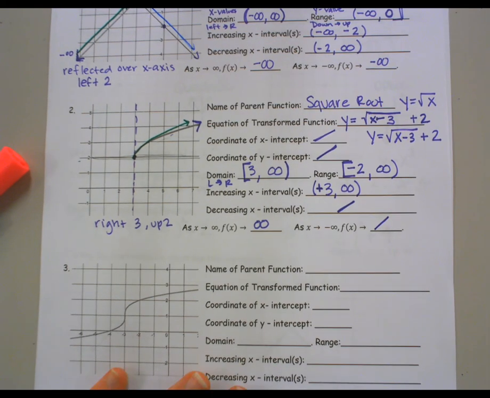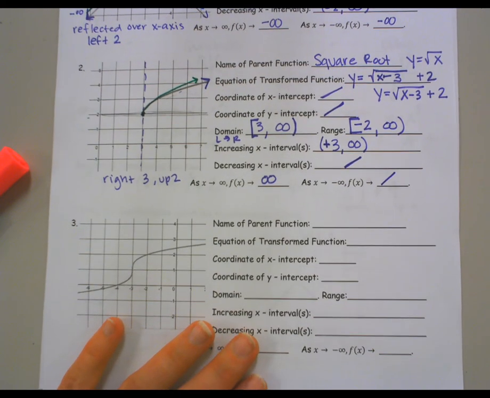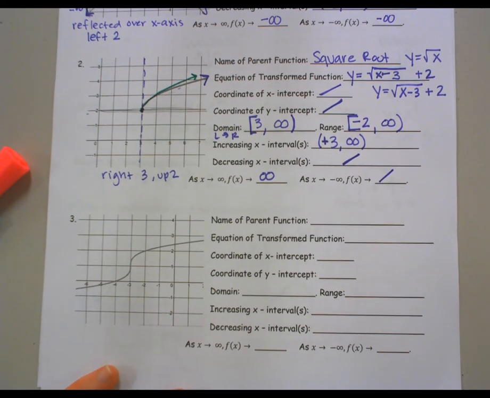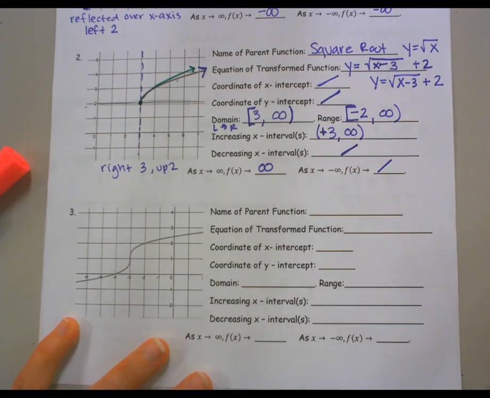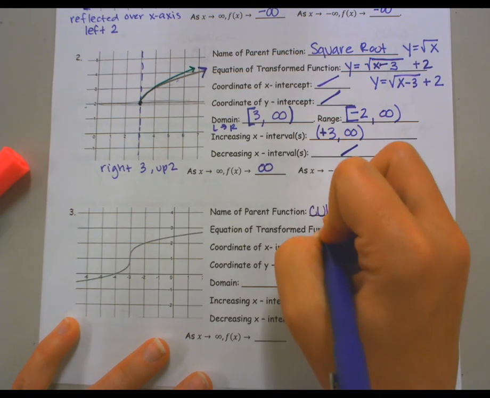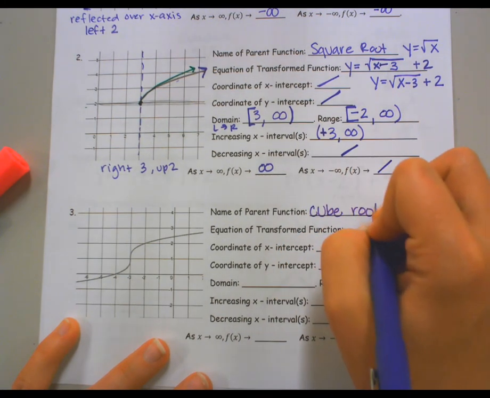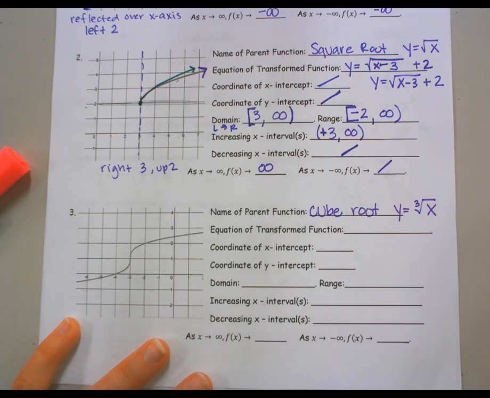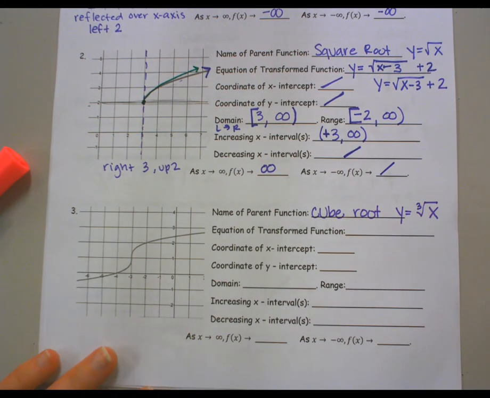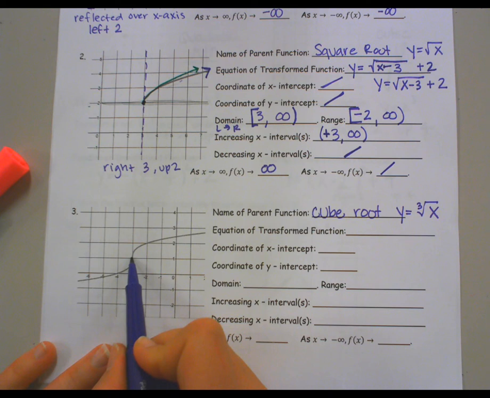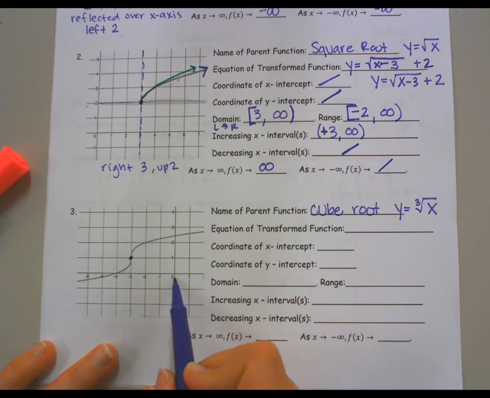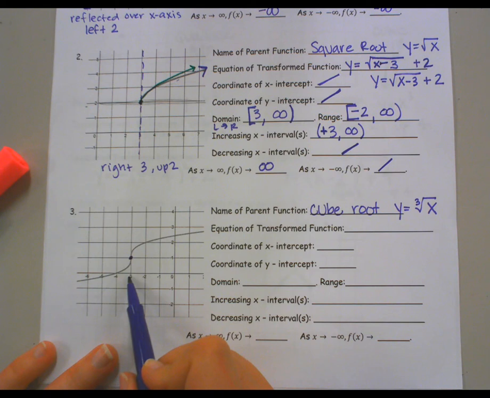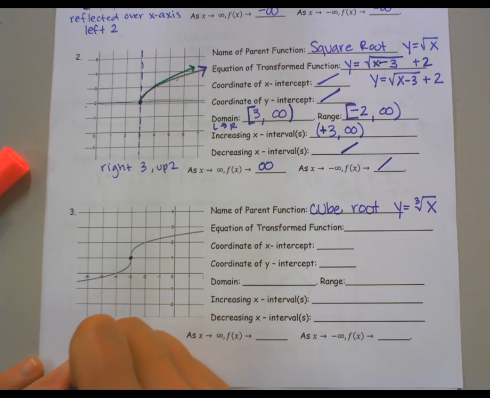Okay, so let's look at this last one. This last one is a cubed root. So y equals the cubed root of x. Now, if we look at our transformations, normally this point of inflection is at 0, 0. So my graph went left 3 and up 1. I'm going to write that down just so I have it.